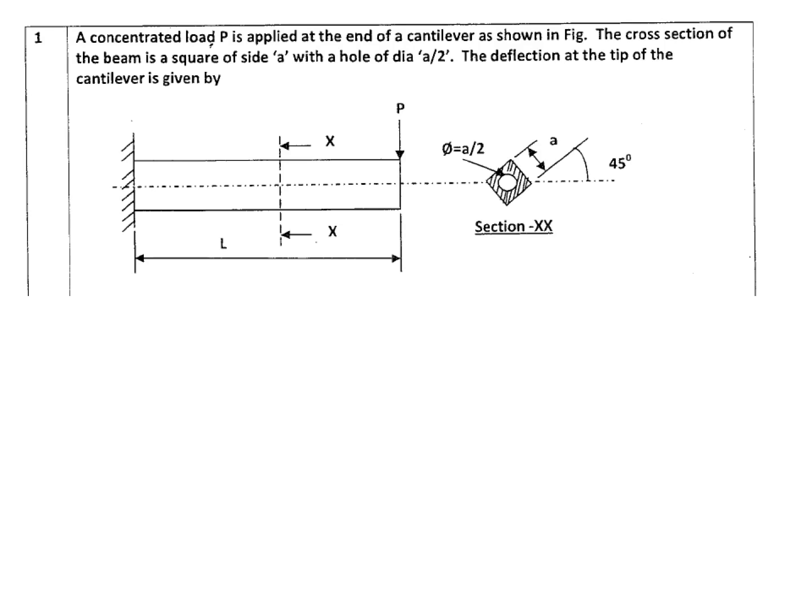What I am solving here, the question is, in GATE examination this type of question they are asking. So I am solving this question. In IAS also, in conventional paper they may ask this type of question. A concentrated load P is applied at the end of a cantilever as shown in figure. The cross section of the beam is a square of side A with a hole of diameter A by 2. The deflection at the tip of the cantilever is given by how much? Figure given. Deflection they asked.